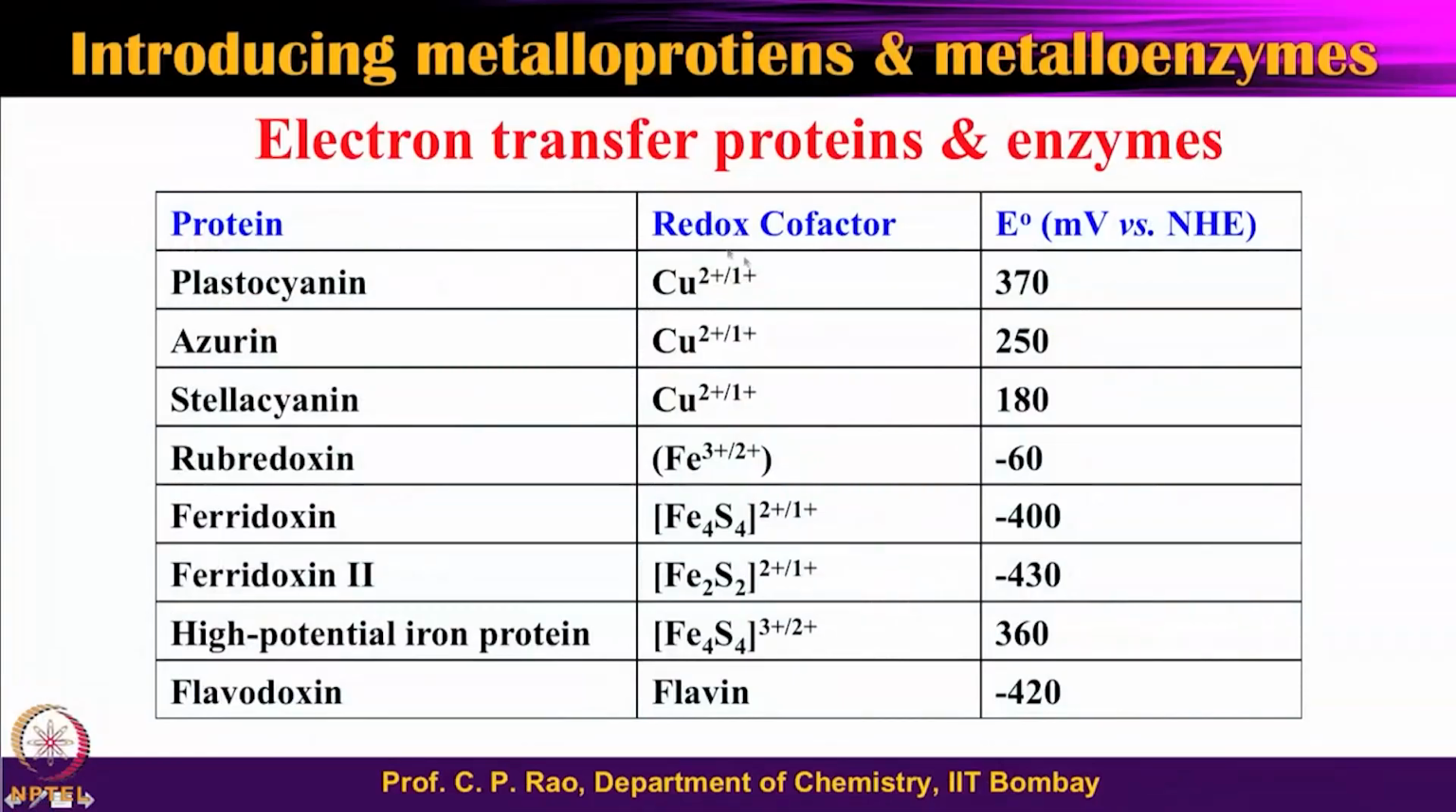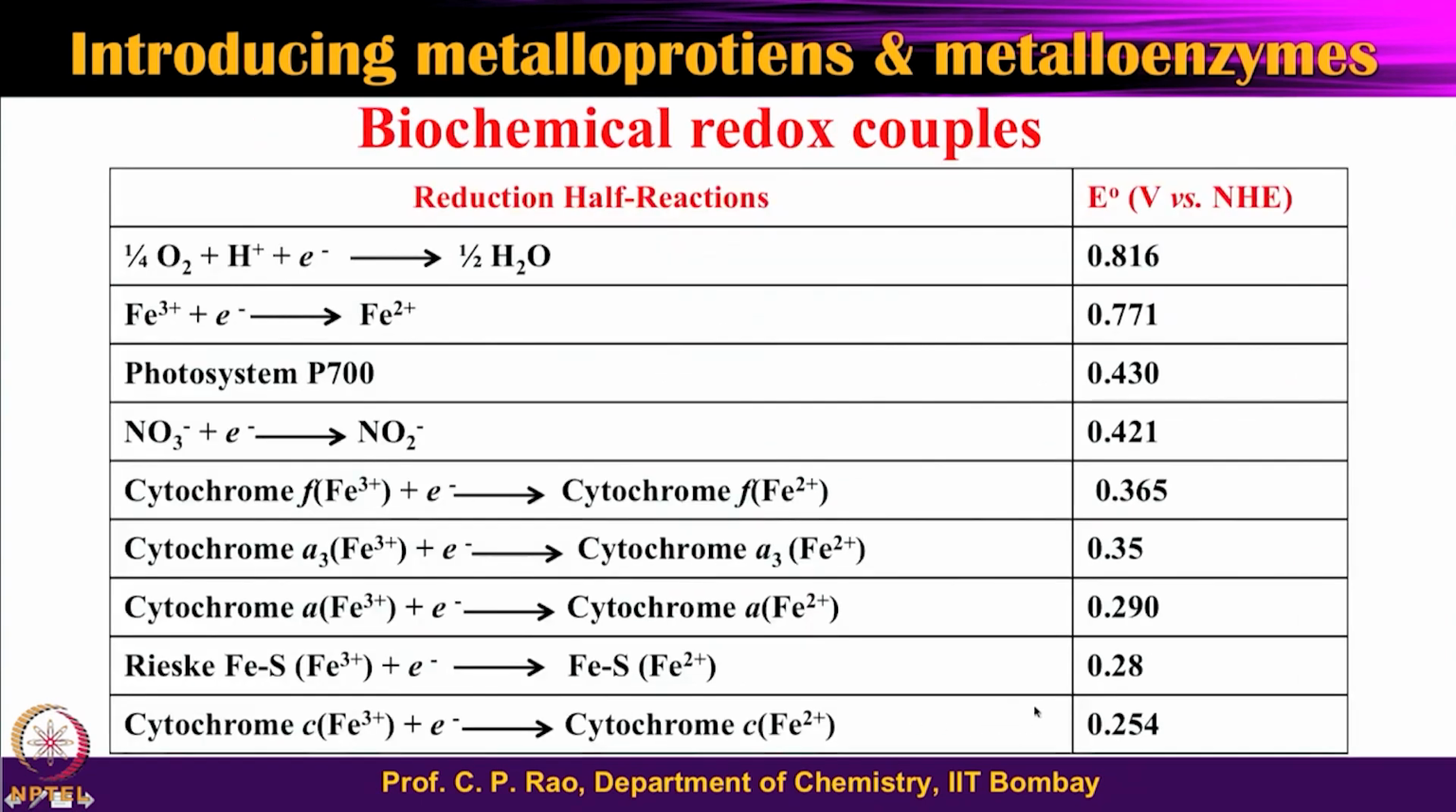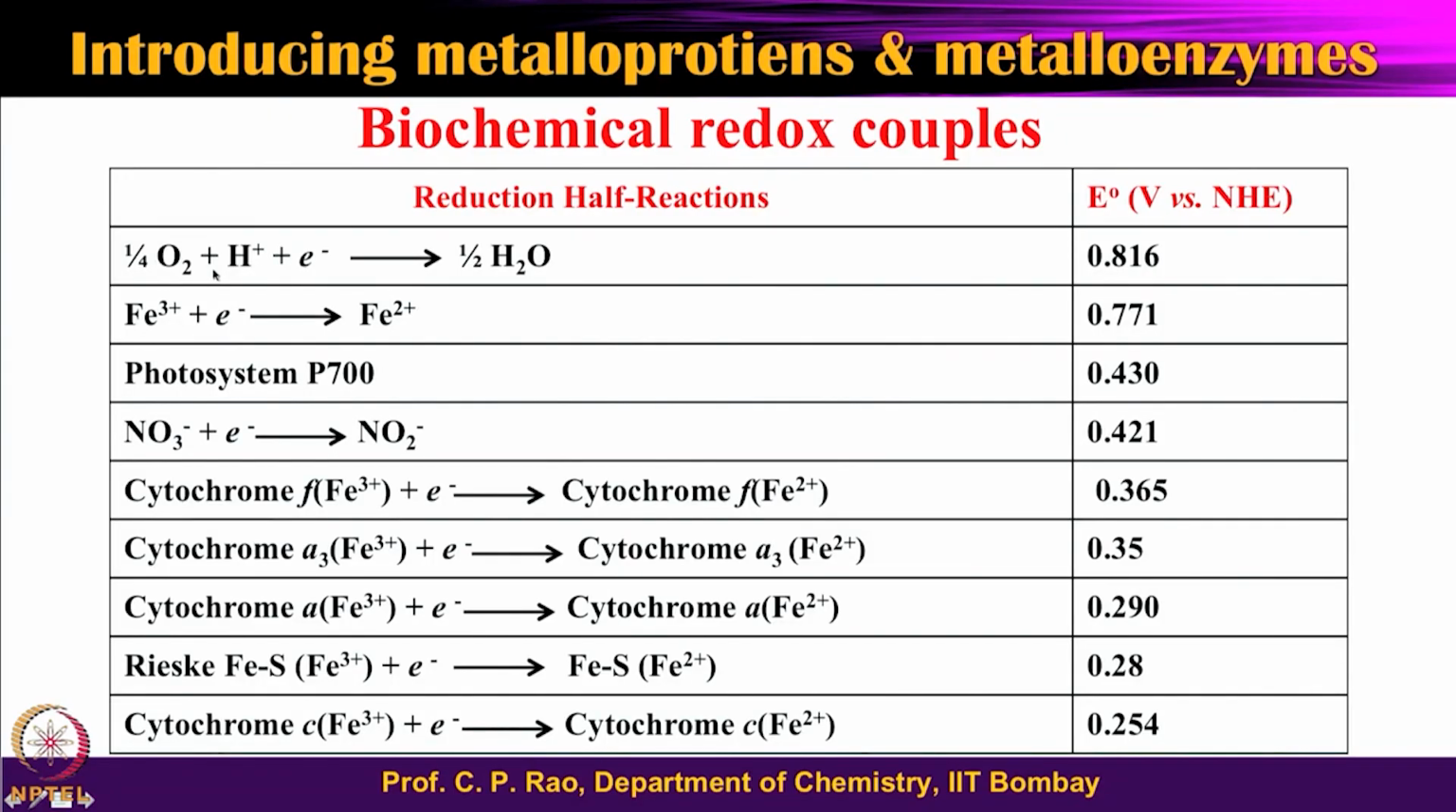We can also look at, I will come to this at a much later stage, copper. There are copper enzymes, as I mentioned, having different kinds of redox potentials. Then flavin will have minus 420. So, you can see that there is a lot of variation in this. I told you minus 400 to plus 400, around 800 millivolts or so. You can see some reactions: oxygen reduction to water is around 0.8 volts or 800 millivolts. Iron 3 plus to iron 2 plus is around 0.8. And photosystem, let's not worry, nitrate to nitrite around 0.4 volt.